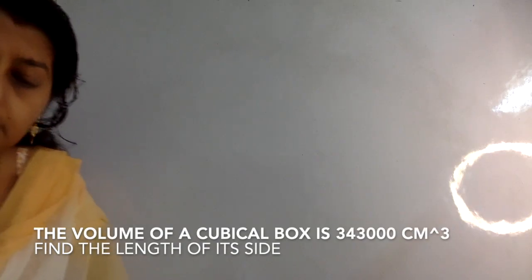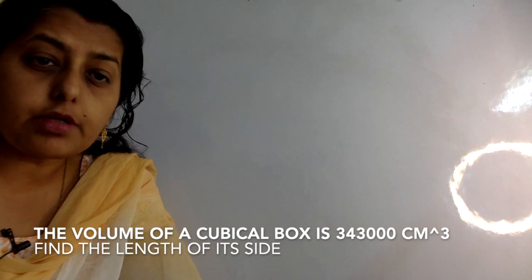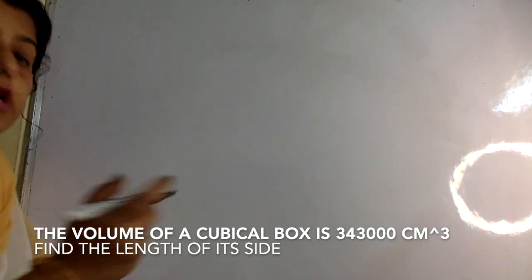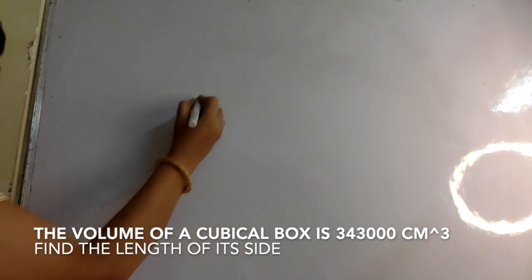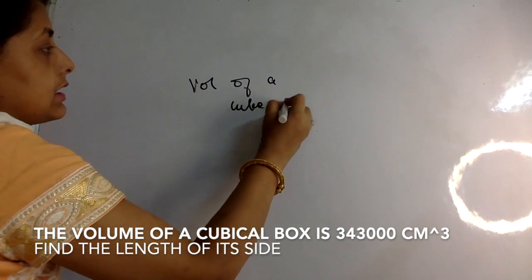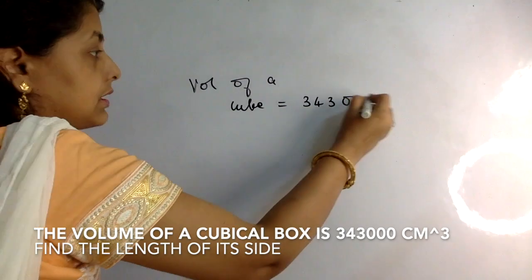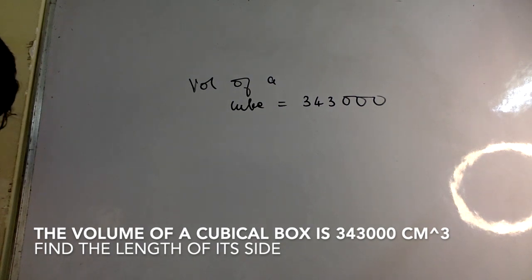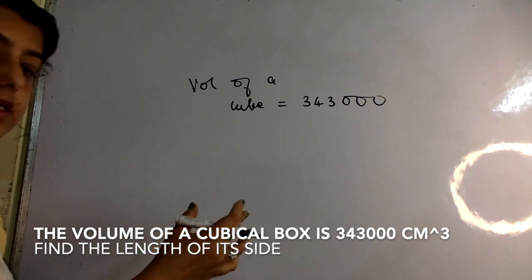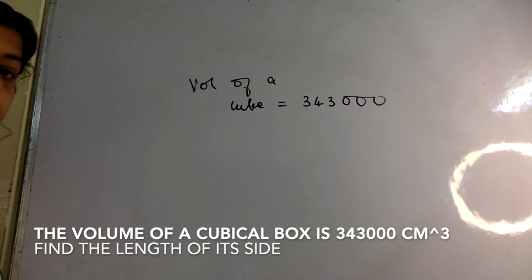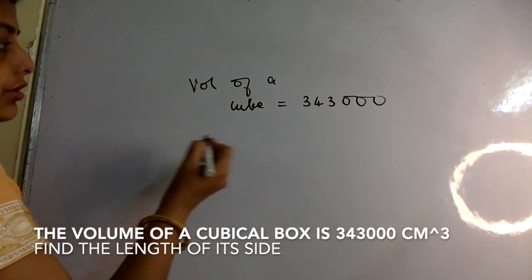As you can see in the question, it says the volume of a cubical box is 343,000 centimeter cube. Yes, this is the volume of a cubical box, and you have been asked to find the length of its side. How do you find the length of its side? So here we actually know it is a cube.